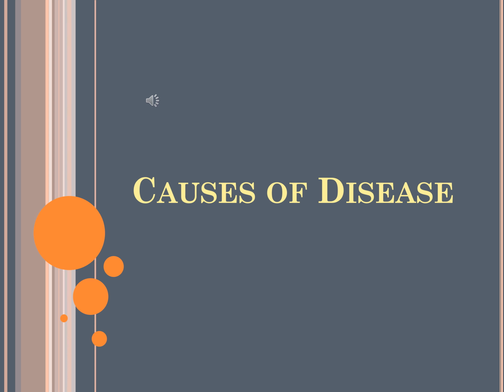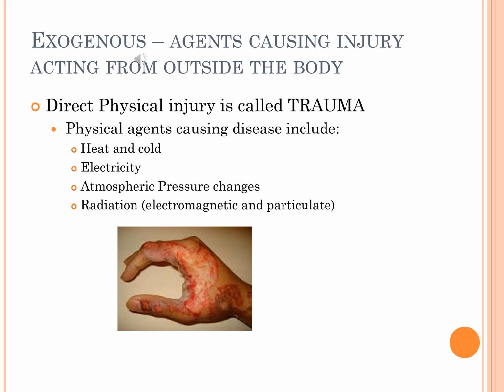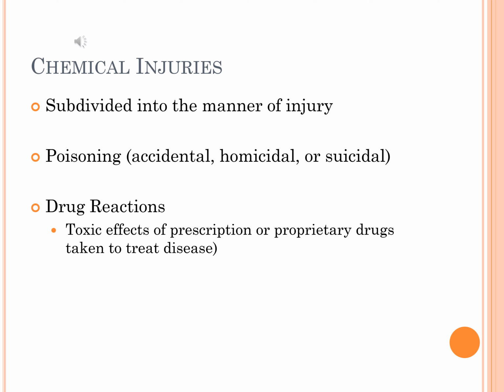Causes of disease. Exogenous: agents causing injury acting from outside the body. Direct physical injury is called trauma. Physical agents causing disease include heat and cold, electricity, atmospheric pressure changes, and radiation, electromagnetic and particulate. Chemical injuries are subdivided into the manner of injury: poisoning, accidental, homicidal, or suicidal.